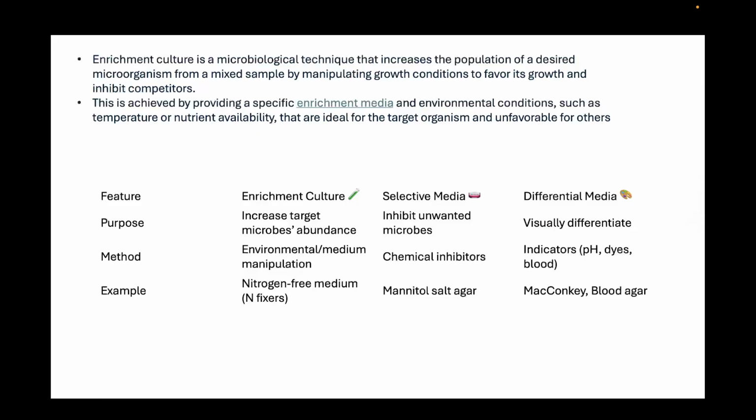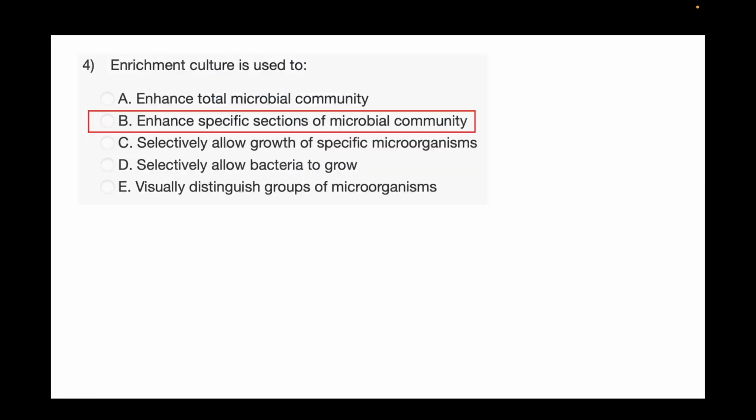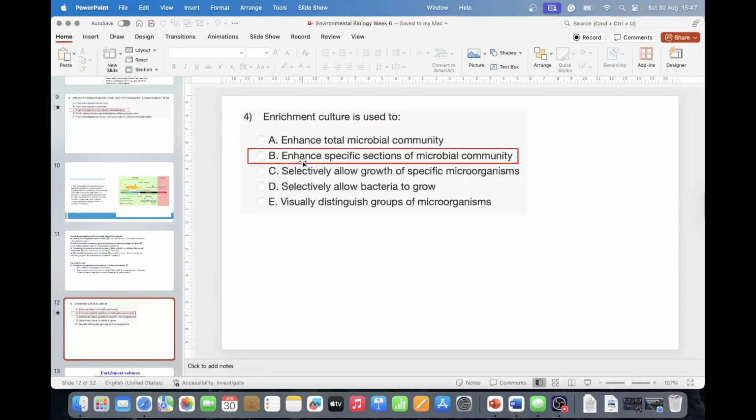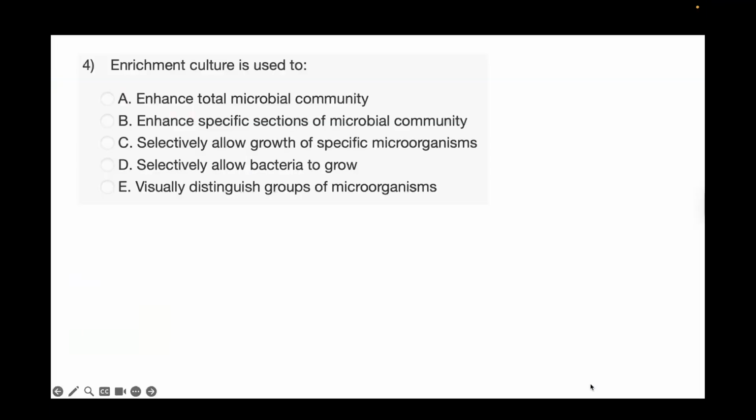So I think the correct answer is option C. Now analyzing all this, I will change this. Option B is also correct, but mostly enrichment culture is used to selectively allow growth of a specific microorganism. So option C is the correct answer. Thank you for answering this. All of you guys have answered correctly. I will save this so that this corrected presentation can reach you as material. Right, so option C is the correct answer to enrichment culture question number 4.